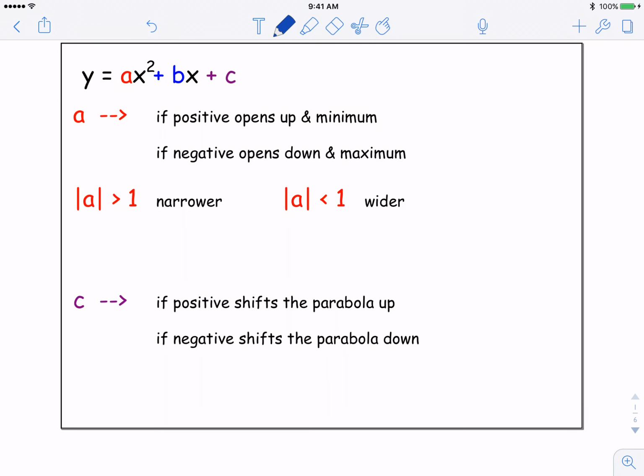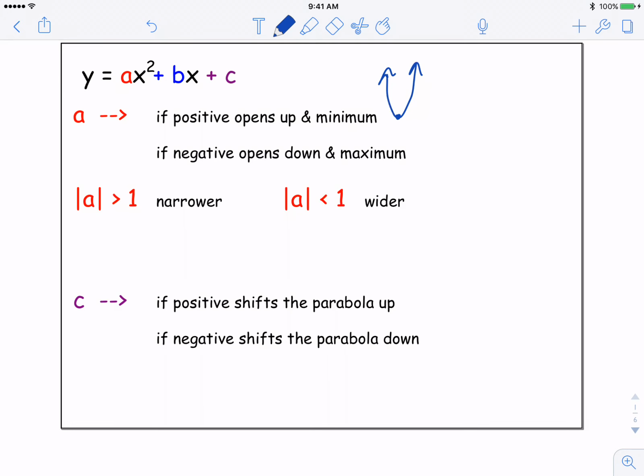So a determines whether this parabola, that U shape, opens up or opens down. If a is positive, the parabola is going to open up and it's going to have a minimum value. So it's going to look something like this. And that minimum is going to be right down here at this point, meaning that the parabola is not going to go anywhere below that point.